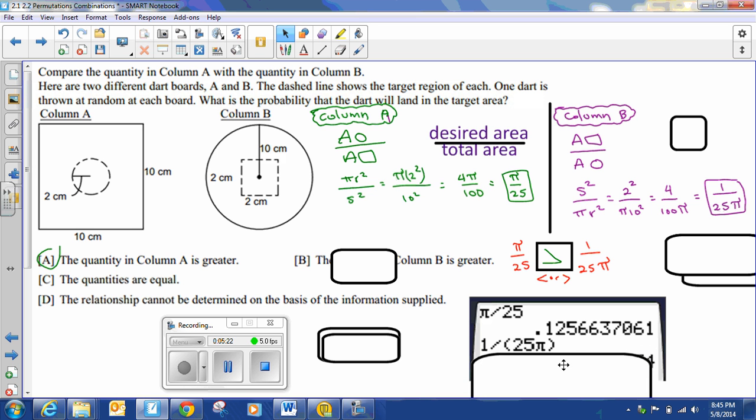1 divided by 25 pi, you must use parentheses. If you don't use parentheses, you'll end up with the exact same decimal approximation, and you'll put down C, and that's wrong. So if you use parentheses properly, you end up with this, and obviously this is the greater probability.